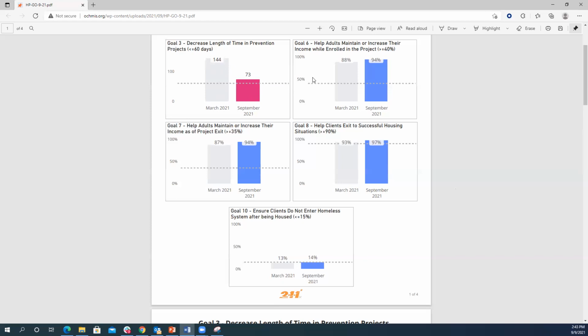For goals 6 and 7, which is looking at income during the enrollment or at exit, we have improved in both a little bit, which is great. And then for goal 8, we've also improved for exits to successful housing situations. And for goal 10, it's looking at the percentage of clients that enter the homeless system after being housed, and we're maintaining our performance right below that threshold, which is great.